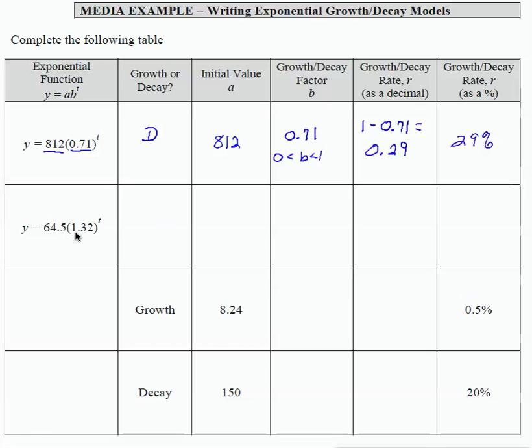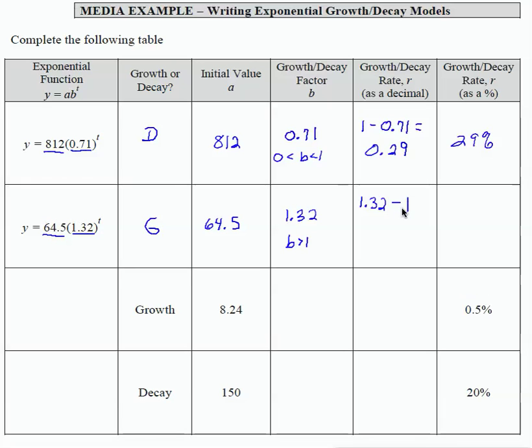Looking at the second row, again, I'm going to start with the b value, 1.32. And because b is greater than 1, that is a growth equation. My a value is 64.5. To identify the rate of growth, I take the b value and subtract 1.